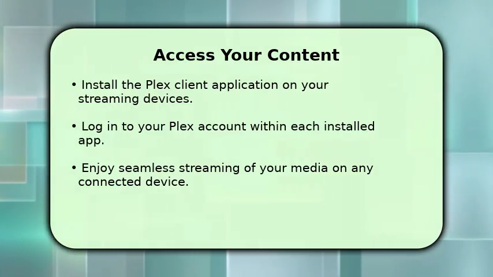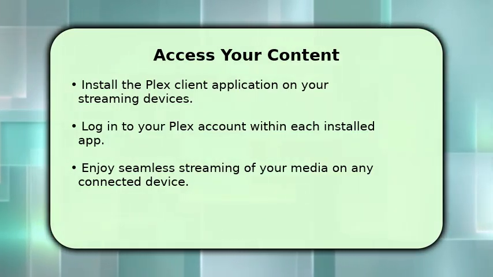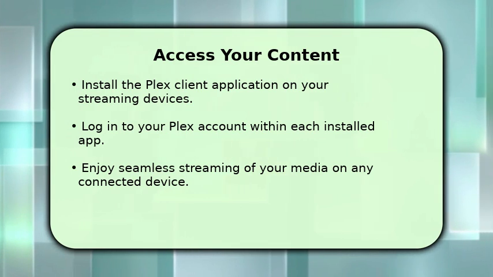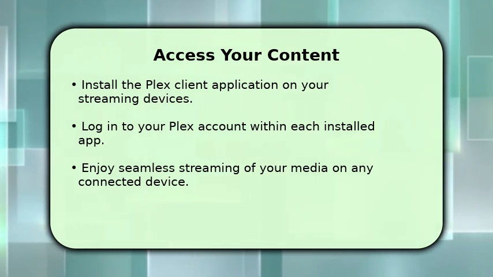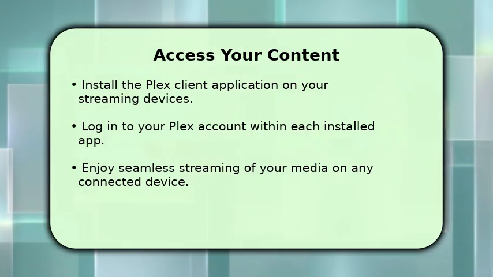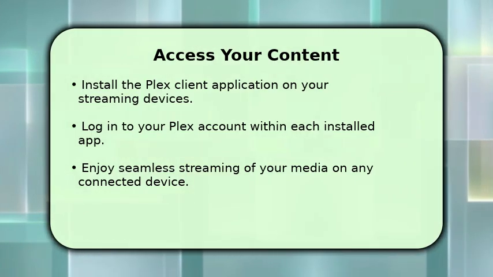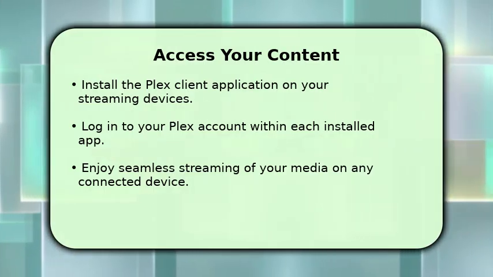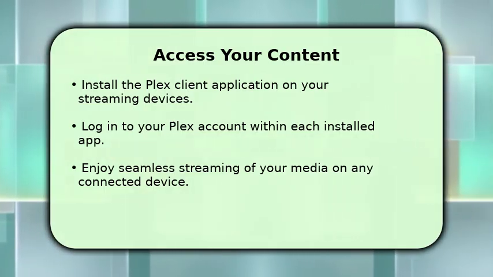With your server running and libraries set up, it's time to access your content. Download and install the Plex client app on your preferred streaming devices, such as smart TVs, phones, or tablets. Simply log in with your Plex account on each device, and you'll instantly see your entire media library, ready for seamless playback from anywhere with an internet connection.